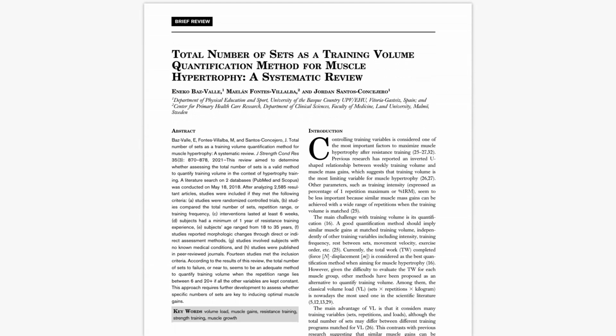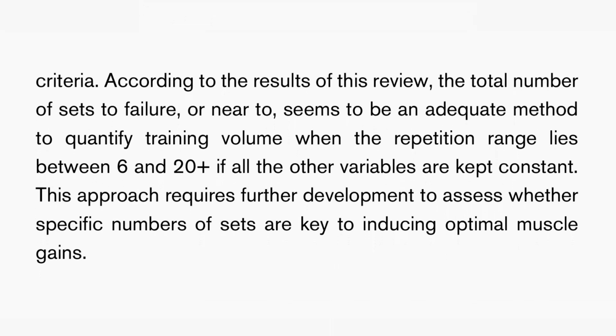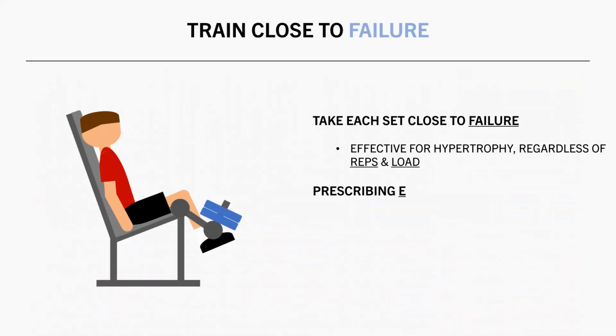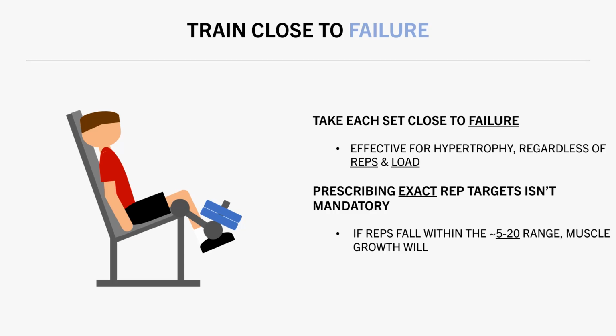This systematic review aimed to establish if the total number of sets performed is a valid method to quantify volume for hypertrophy training. It was concluded that when training close to failure, each set seems to be similarly hypertrophic when training anywhere within the approximate 6 to 20 rep range. So while you can prescribe a specific rep target if you want, it isn't mandatory. You can just take each set close to failure, and as long as your reps aren't too low or too high, the hypertrophic stimulus you achieve will be essentially the same. As a practical recommendation, we should take each set at least 3 reps before failure to maximize muscle growth.